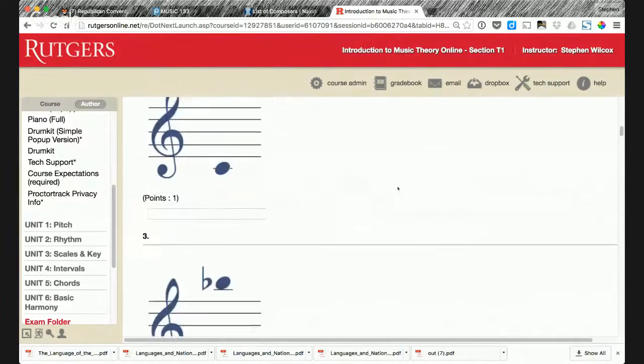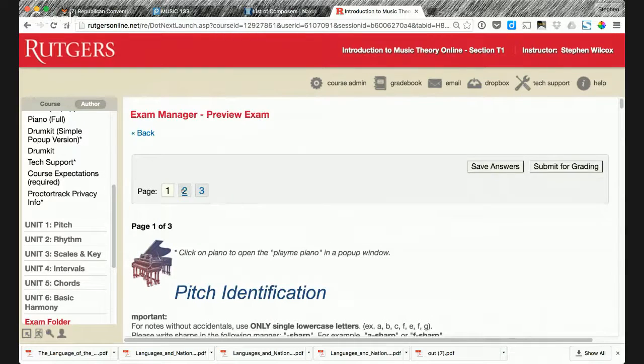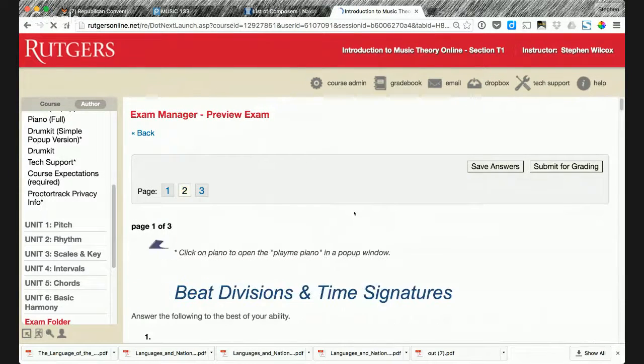So unless there's any really great need to review, I'm going to go on to page 2, where things get a little more difficult. And what I'm going to do is simply start going through some of these questions, just like you'll see on your exam. And if you have a question, you can feel free to type it.